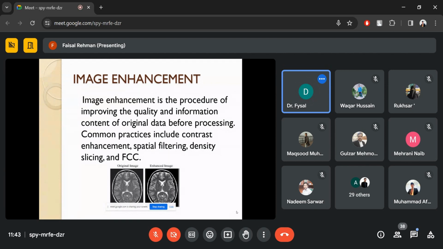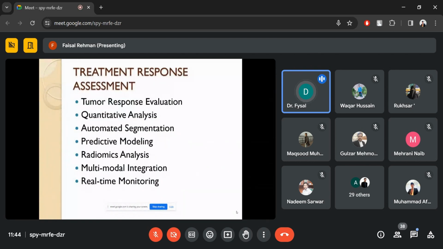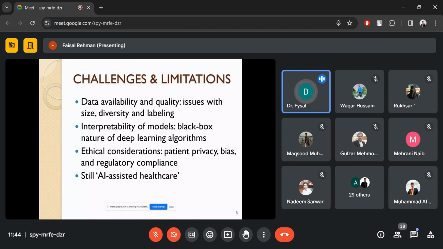In all these applications, the medical practitioners and doctors are helped with AI-based assistance that has significantly reduced medical error, the error caused by medical practitioners. There are further challenges and limitations in this domain, like data availability issues, data quality issues, the black box nature of deep learning, interpretability issues, and ethical considerations. We are still not in a position to automate this system, and we are in an AI-assisted healthcare system.